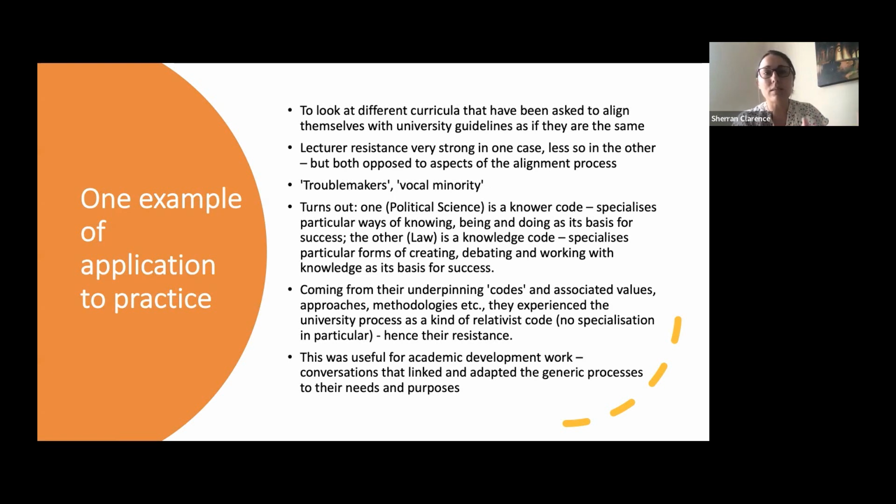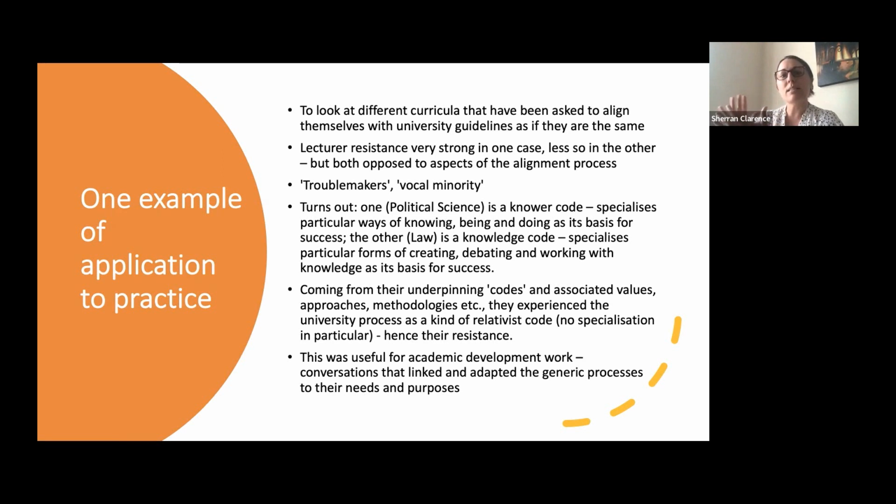So for political science, they're very concerned with specializing knower codes. What the knowledge is, is not the basis for success. You can learn all the theories you like, but if you don't know how to make good, clear arguments with clear evidence, and be persuasive and be critical in particular kinds of ways, you're not going to be successful.